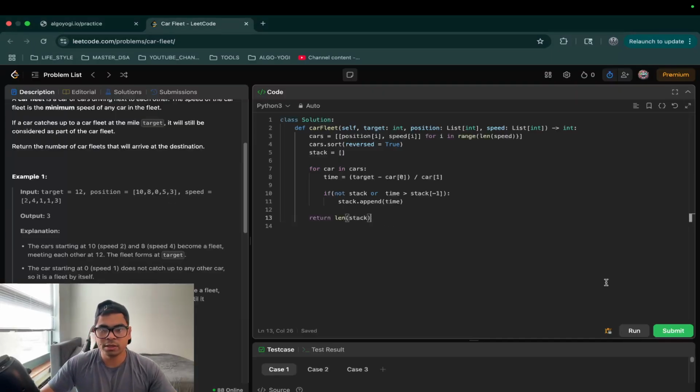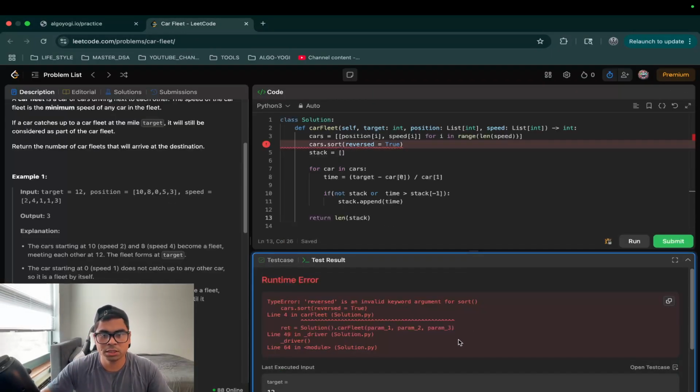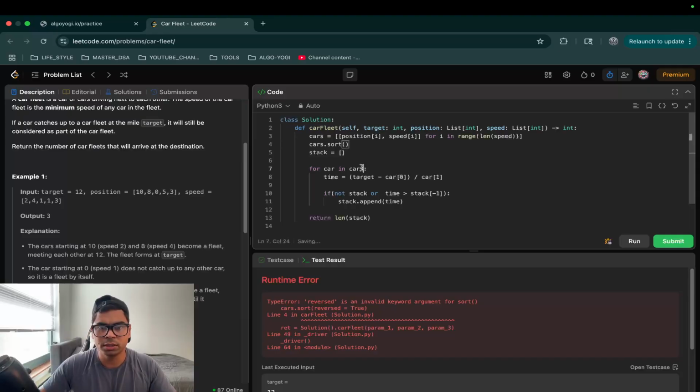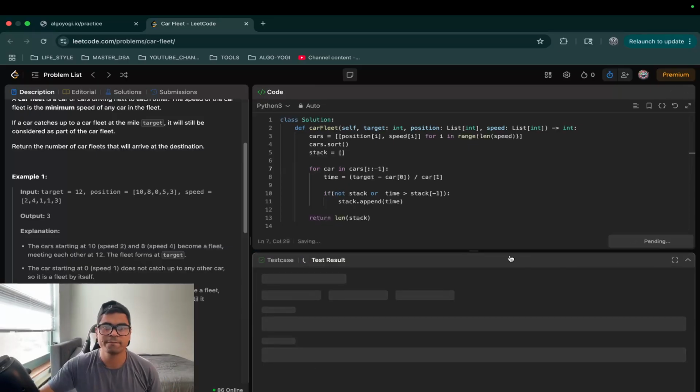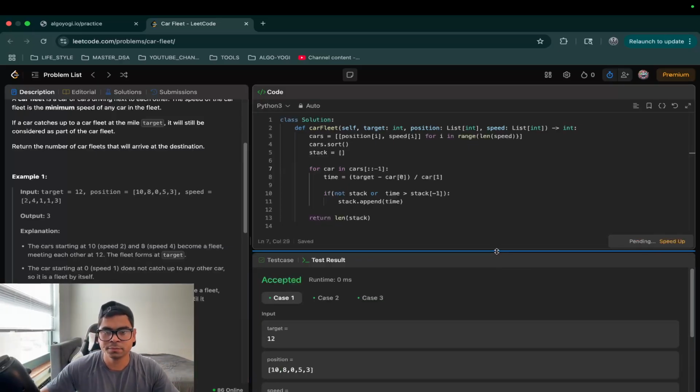So zoomed out, let's run it on our examples. Something, what is it? Invalid argument, because it's not sort but sorted. Is it like that? Okay, this should be the go. Awesome.